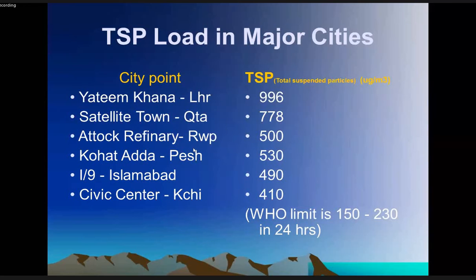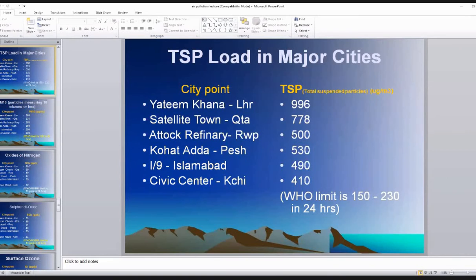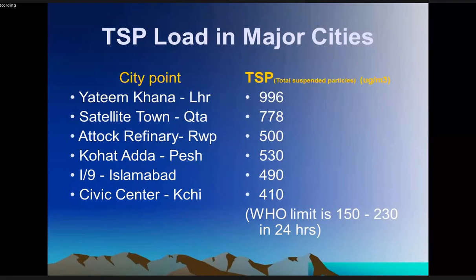TSP, you have been seeing, total suspended particles which are present in the major cities of Pakistan. Now you can see the WHO limit of total suspended particles in micrograms per cubic meter is 150 to 230 in 24 hours. And you can see the level of these TSPs in different cities. In Lahore it is near about 1,000, in Quetta near about 800, in Rawalpindi 500, in Peshawar 530, Islamabad 419, Karachi 410. It is more than double, triple or 4 times these recommended values.